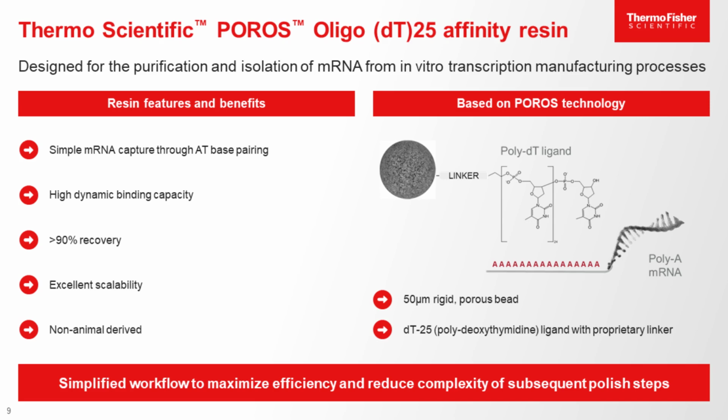The porous oligo-DT resin has been specifically designed for the purification and isolation of mRNA from the IVT reaction. The mRNA is captured through AT base pair hybridization, which is illustrated on the right-hand side of the slide. A DT25 poly-T ligand with a proprietary linker is attached to a 50-micron porose bead. The resin has a dynamic binding capacity of up to 5 mg per ml for a 4,000 nucleotide mRNA, with greater than 90% recovery, and it also has excellent scalability and is non-animal derived.